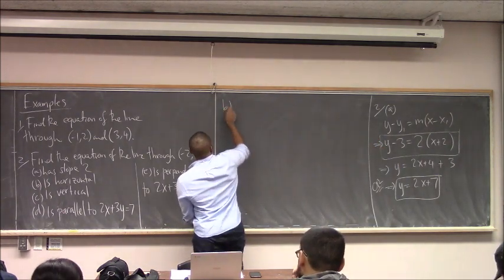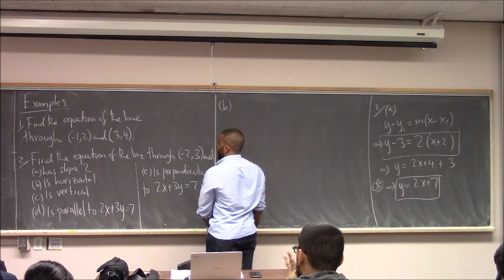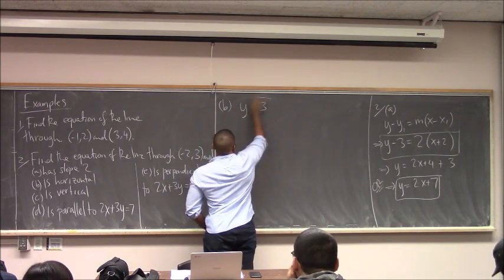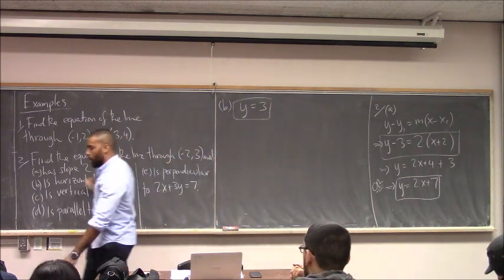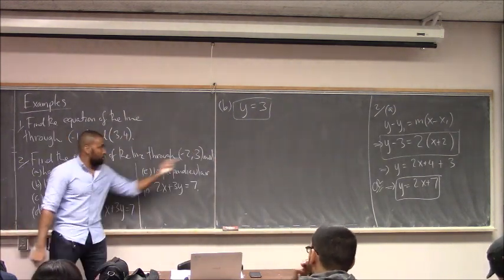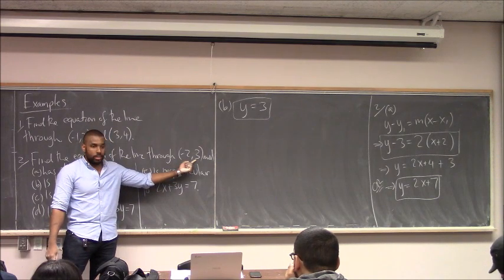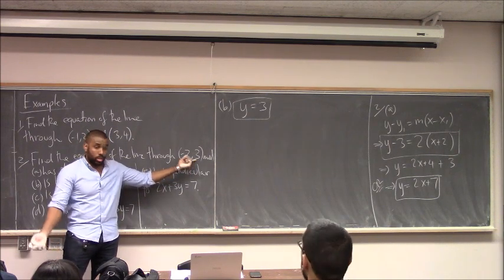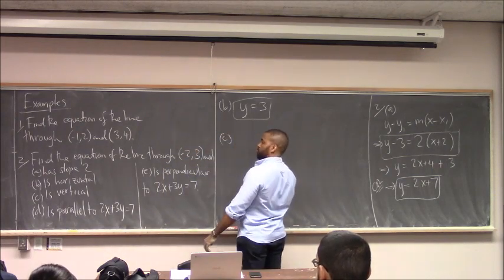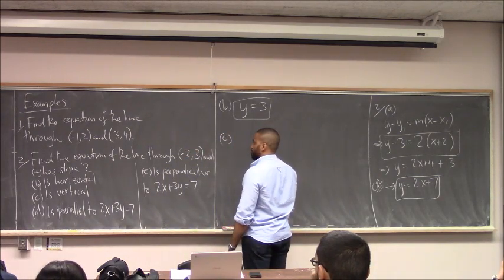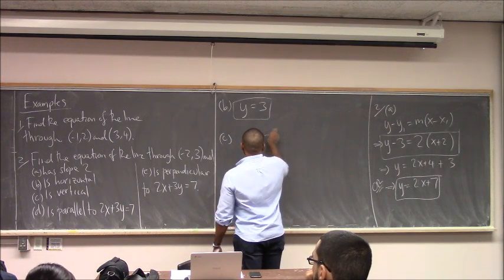What about b? Y equals 3. Nothing else to do, right? It's horizontal. We know it has to be y equals a constant. And since we know that the y goes through 3 at this point, it'll always go through 3. There's nothing else to say. C. Vertical. X equals minus 2.